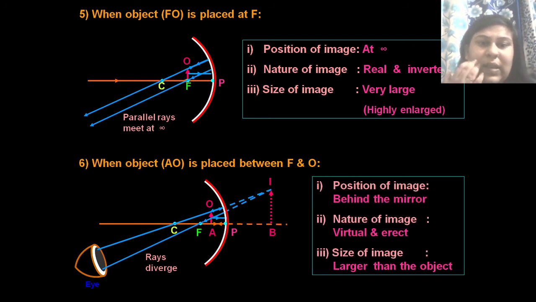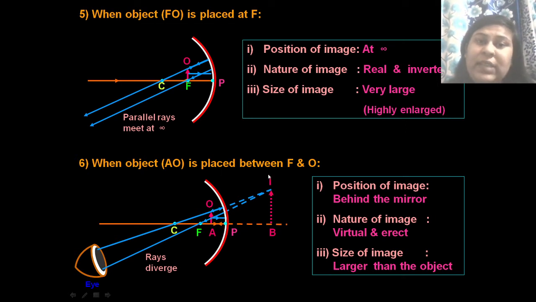Now you can understand the difference between real and inverted, and virtual and erect. I am going to explain this through an example. You can see O is pointing upward and I is pointing upward. So I is the image of point O and B is the image of point A. So this is the erect image. Erect means if the object is pointing upward, the image is also pointing upward.